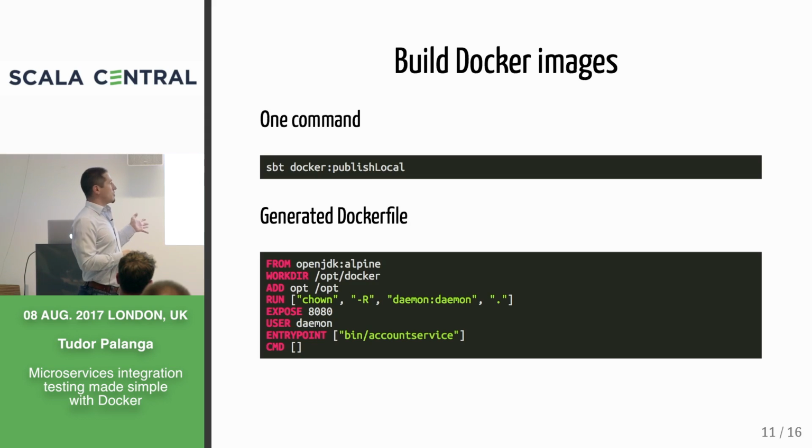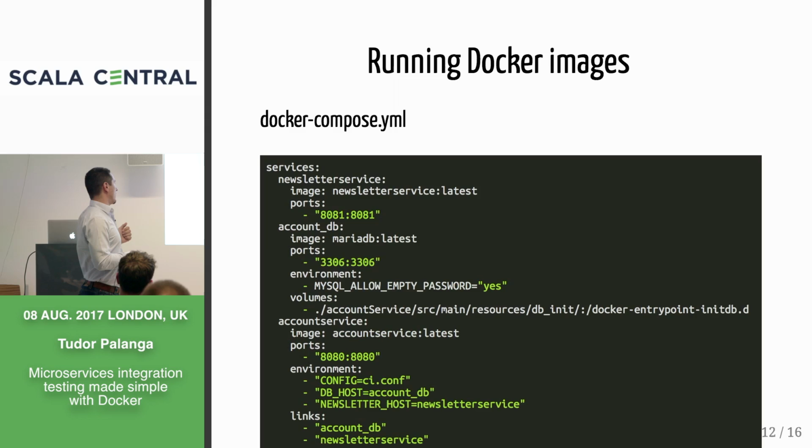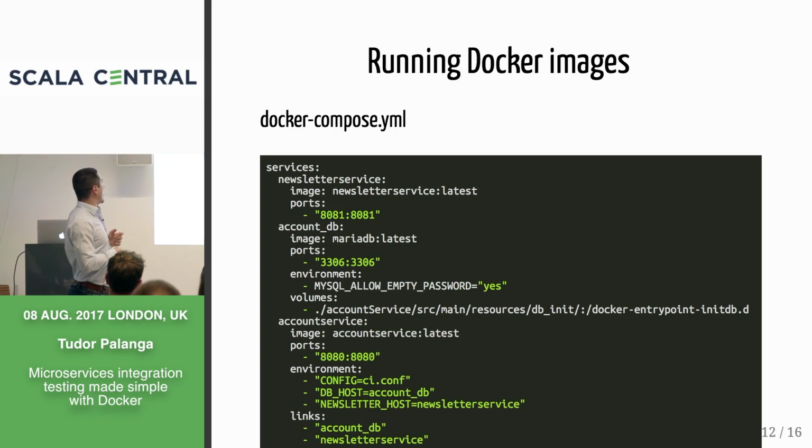So by default, this image is going to run my application. And then how do I run it? As I told you, I have the newsletter service. Does everybody know about Docker Compose? Docker Compose is a tool that allows you to run some Docker containers and eventually set up some links between them. And also you can inject some environment variables.